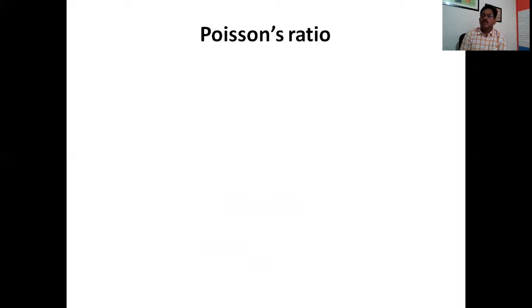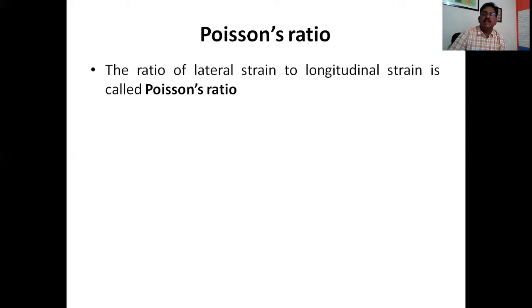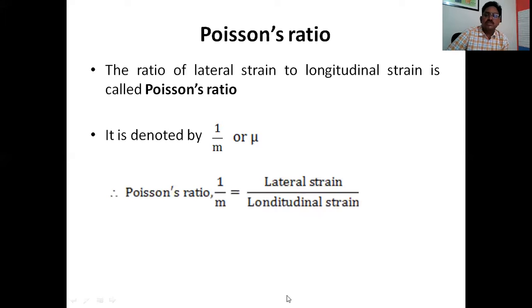Now we will try to understand what Poisson's ratio is. The ratio of lateral strain to longitudinal strain is called Poisson's ratio. It is denoted by 1 by m or mu. In most textbooks it is written as 1 by m, and in some textbooks as mu. So Poisson's ratio, 1 by m, is equal to lateral strain by longitudinal strain.